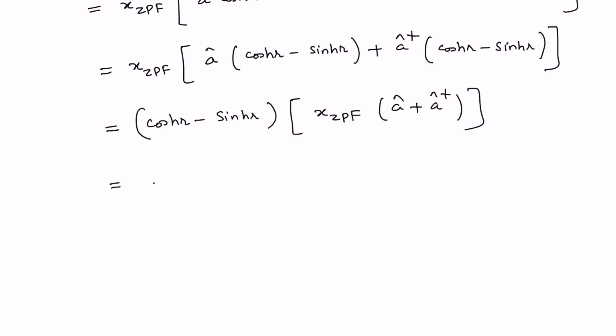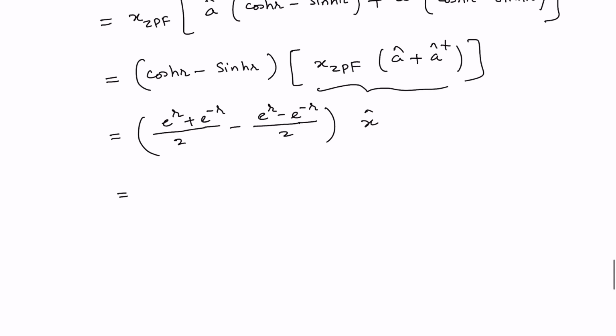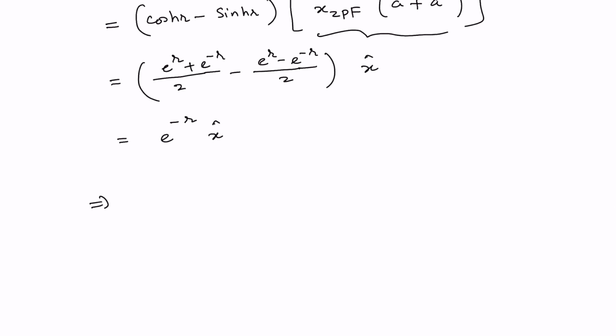By the way, you know cos hyperbolic r is equal to e to the power r plus e to the power minus r, and sine hyperbolic r is e to the power r minus e to the power minus r, divided by 2. So here this guy is nothing but my original position operator, and from here I get e to the power minus r x. So this is what we were asked to prove, that S dagger of r, not xi now because xi is real, x S of r is equal to e to the power minus r x.